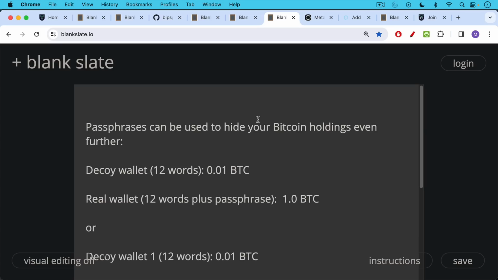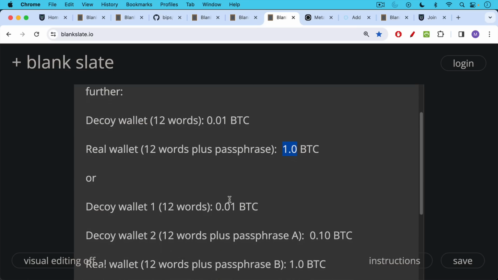Passphrases can also be used to hide your Bitcoin holdings even further. So you can use them to generate a number of decoy wallets. For example, you could have a decoy wallet, which is just your 12 words, your regular hardware wallet, and maybe you put 0.01 Bitcoin in that. And then you have a real wallet that has your big Bitcoin holdings, and that would be 12 words plus your passphrase of choice, and maybe you put one Bitcoin in that. So if you're attacked by someone or someone gets a hold of your hardware wallet, they'll be able to access the 0.01 Bitcoin, but unless they know your passphrase, they'll never be able to access your larger holdings of Bitcoin.